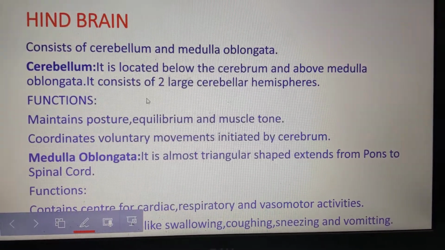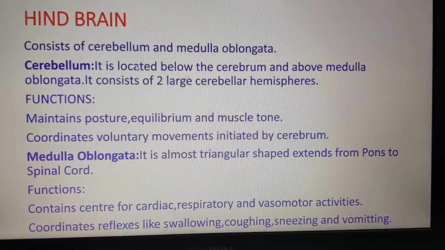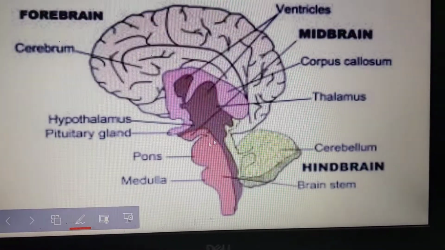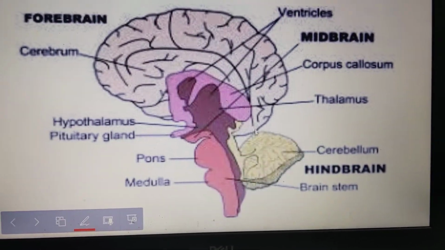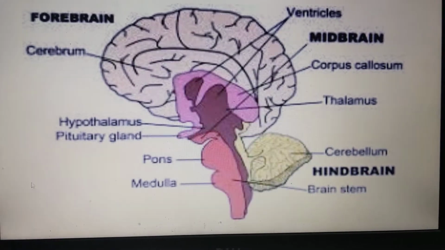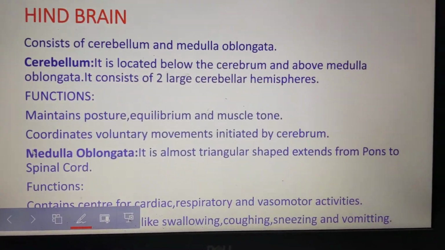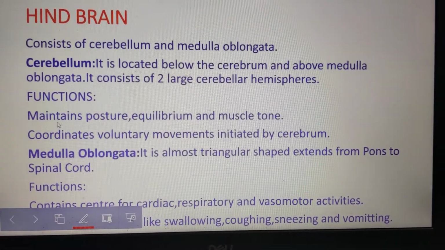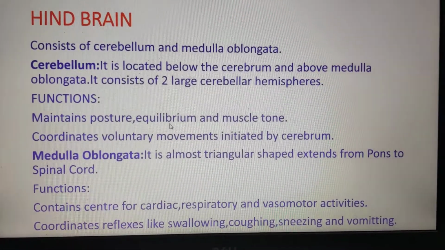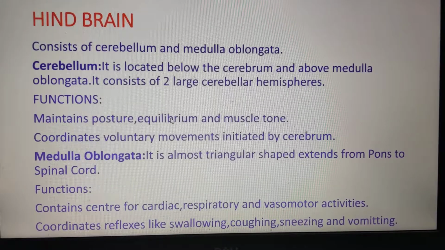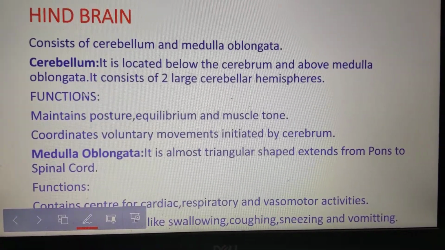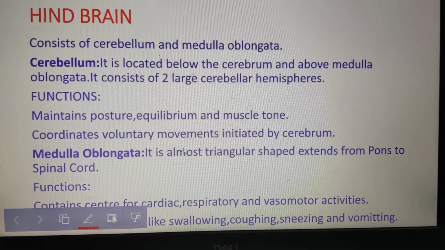The cerebellum is located below the cerebrum and above the medulla oblongata. It has two large cerebellar hemispheres. So cerebellum and the medulla oblongata contribute to the hindbrain. The function is it helps you maintain posture, equilibrium, muscle tone, and coordinates the voluntary movements initiated by the cerebrum. So cerebrum initiates the movements and cerebellum controls the voluntary movements.